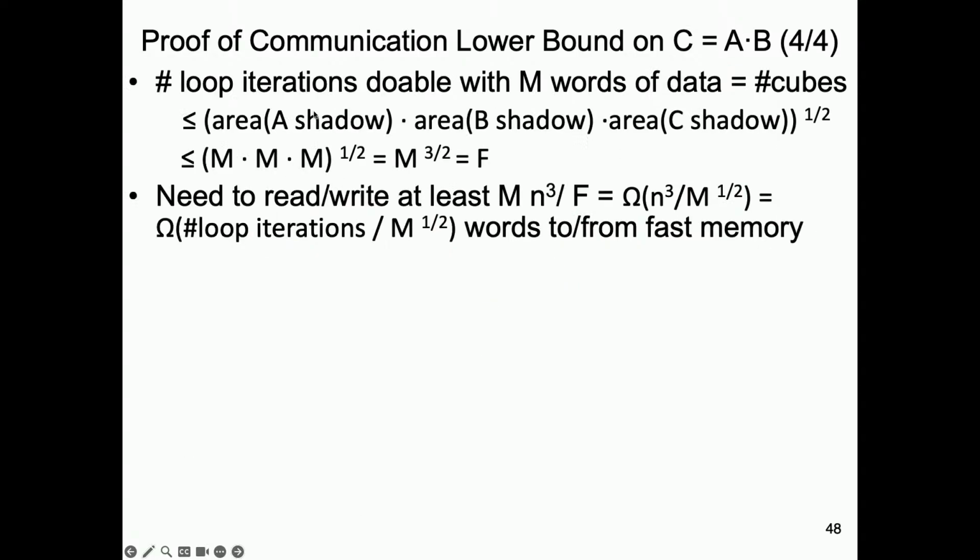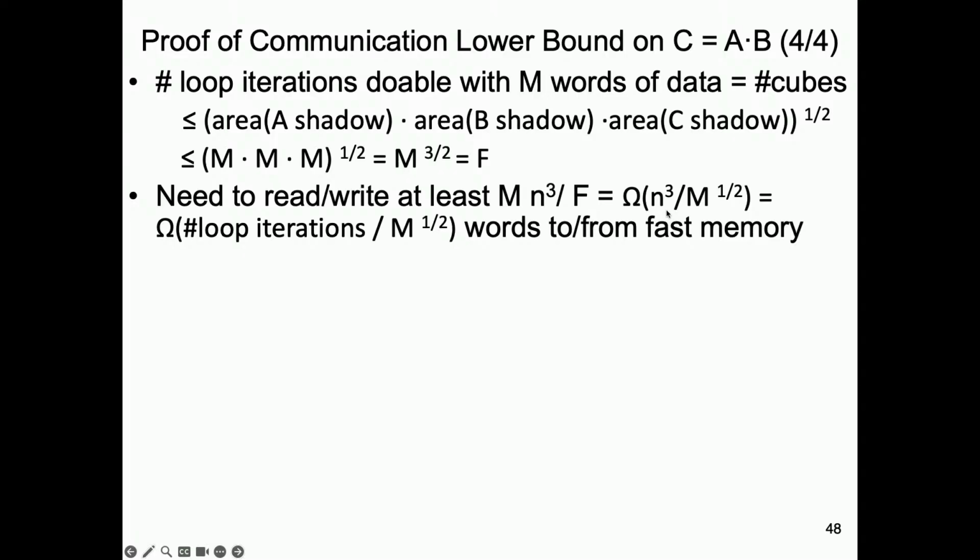OK, so the number of loop iterations doable with M words of data is the number of cubes. So that's going to be how many entries of A can I have, at most M? At most M entries of B, at most M entries of C. I'm ignoring all the constants here. So it's M times M times M, take the square root, and that's F. That means I need to read and write at least this many words of memory, and I get the Hong Kung lower bound. Much more simply, I think.